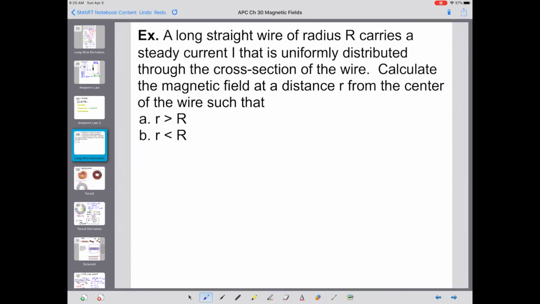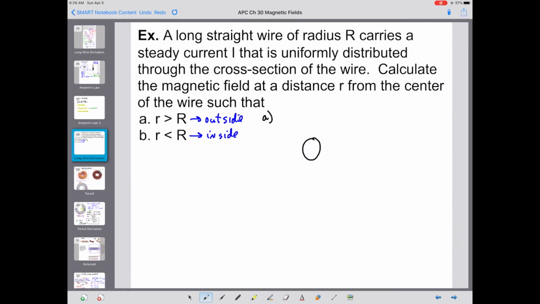Now let's consider a derivation. A long straight wire of radius r carries a steady current I, uniformly distributed across the cross-sectional area. We want to calculate the magnetic field at a distance r from the center of the wire, such that we are both outside the wire and inside the wire. Outside the wire is reasonably straightforward. Inside the wire, a little bit more fun.